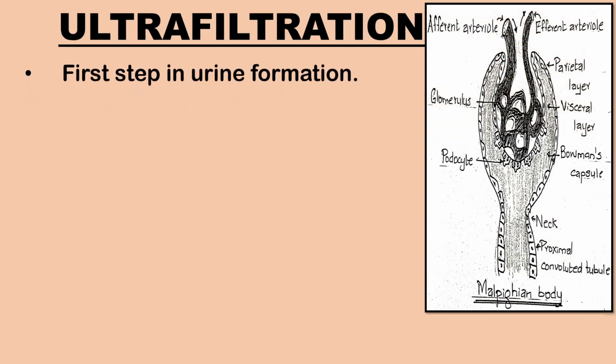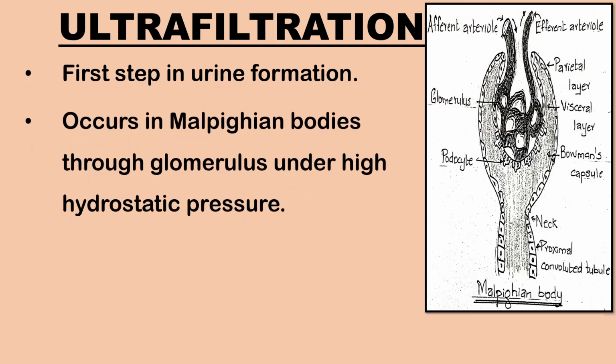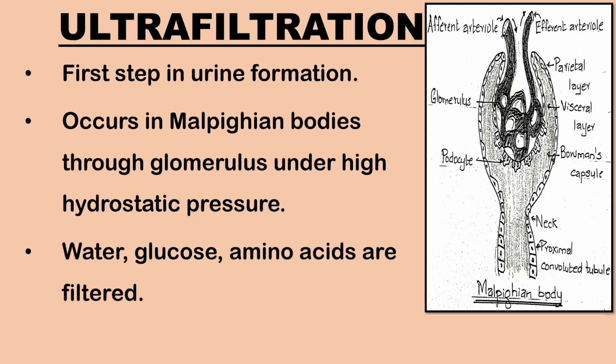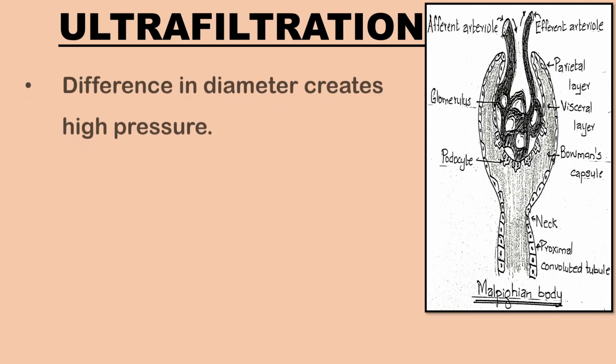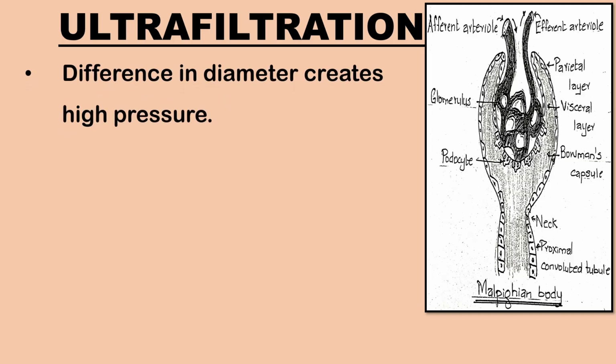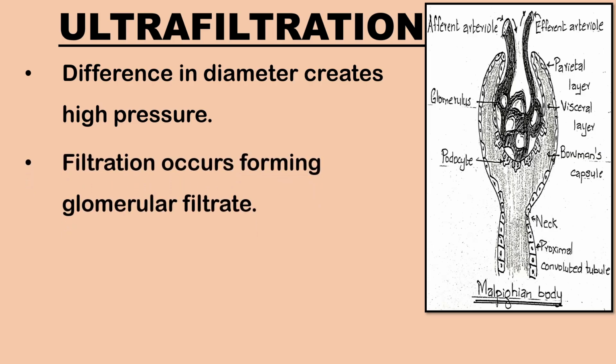Ultrafiltration is the first step in urine formation. It occurs in the Malpighian bodies through the glomerulus under high hydrostatic pressure. Water, glucose, amino acids, sodium chloride, and urea pass from the blood in the glomerulus in a passive manner. The blood is poured into the glomerulus by the afferent arteriole, which has a greater diameter. From here, it is carried by the efferent arteriole with smaller diameter. High pressure is created due to the difference in diameter, resulting in filtration of blood. The filtrate is called glomerular filtrate.